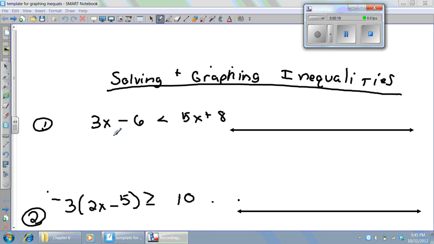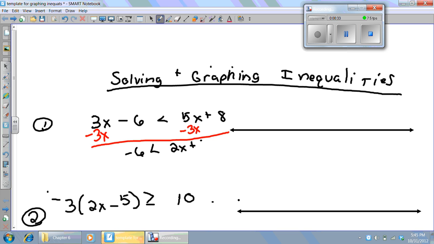I'm going to get rid of this x quantity here. I don't want x's on both sides of my inequality. Notice I didn't call it an equation. And so I'm going to get negative 6 is less than 2x plus 8. And now I have a two-step inequality, and you should be really good by now showing your steps. Okay, I'm going to get negative 14 is less than 2x, and then I'll divide by 2 on both sides.